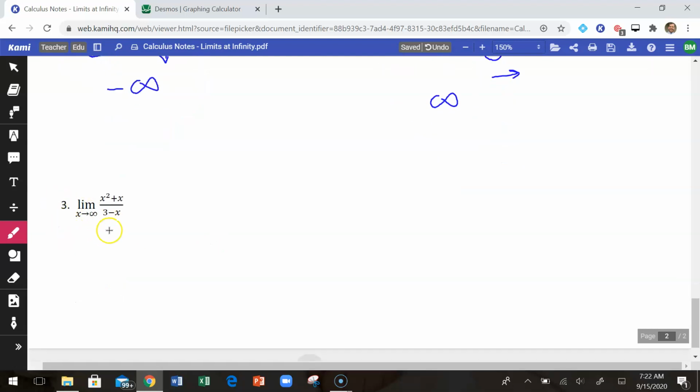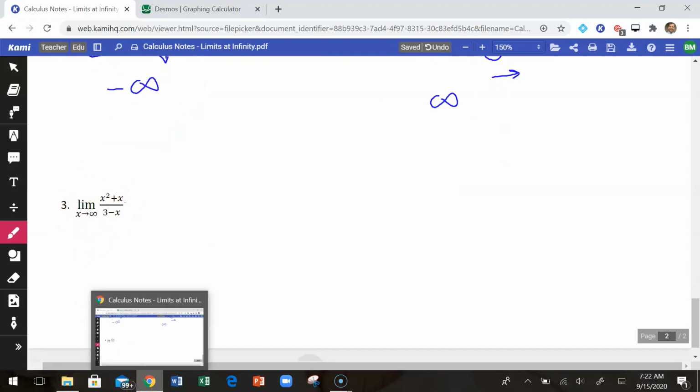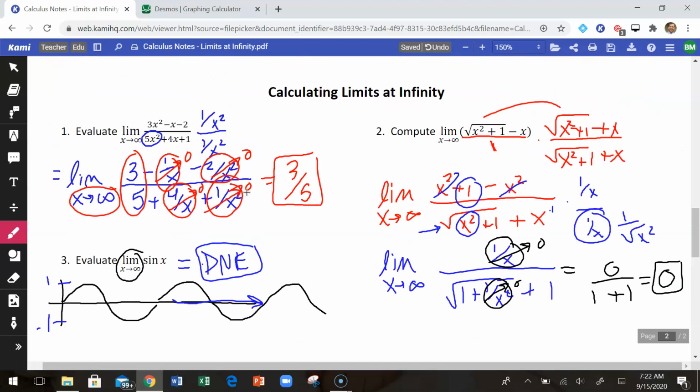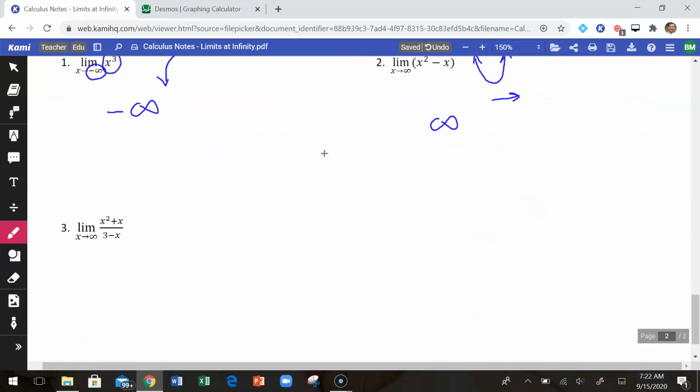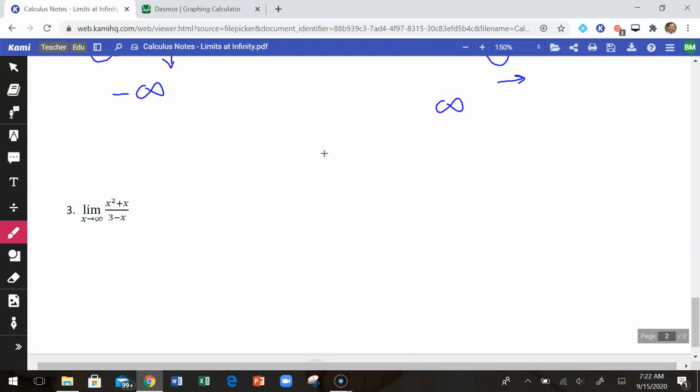And then number 3, because we have a rational expression, I'm actually going to handle this the same way as I handled number 1 up here. I'm going to look for the highest exponent on bottom, which is 1. I'm going to divide everything by that. So I'm going to divide everything by 1. I'm going to multiply everything by 1 over x, or divide everything by x. So I get the limit as x approaches infinity of x squared divided by x is x, and x divided by x is going to be 1. So my top becomes x plus 1, and the bottom we would have 3 over x minus 1.